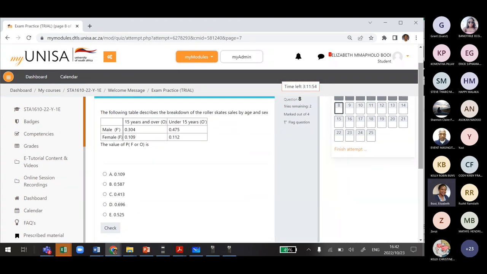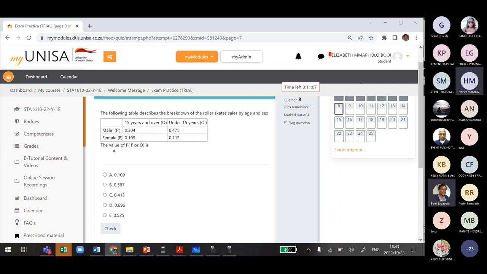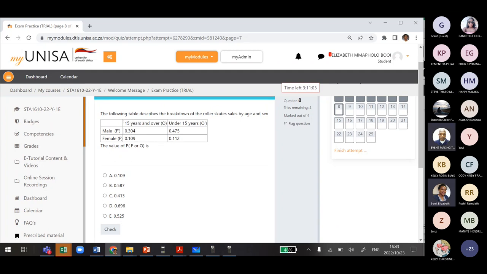Okay, so the following table describes the breakdown of roller skate sales by age and sex. So age at the top and sex on the side. What you need to take into consideration is what these values that they have given you are. Probabilities. When you are working with probabilities and they give you decimals, you must know that those are probabilities. If they were whole numbers, you would know that those are your events. Now, on this table, what is missing is your totals, because on your totals, that's where you calculate the probability of a simple event.